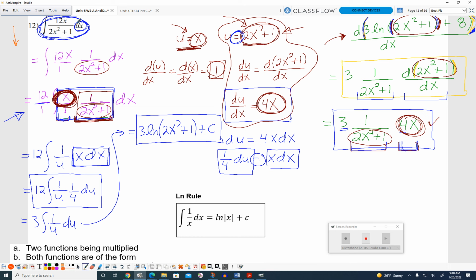Wait, and then the du just goes to 1, right? No, watch. This symbol and this symbol are just telling you to find the antiderivative of that. So you found it. They both go away. It's because of equal. This equals that.